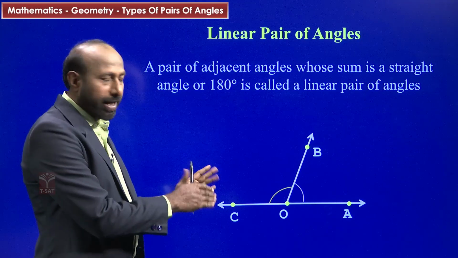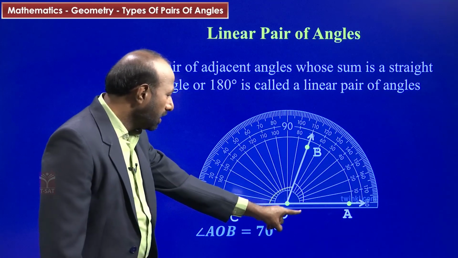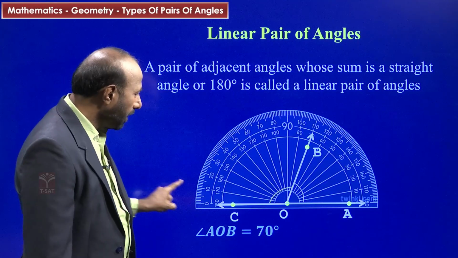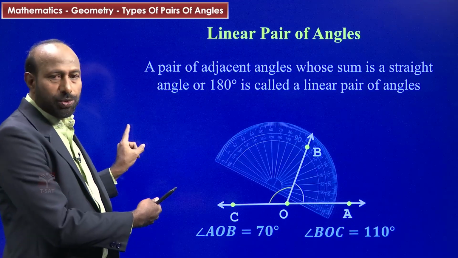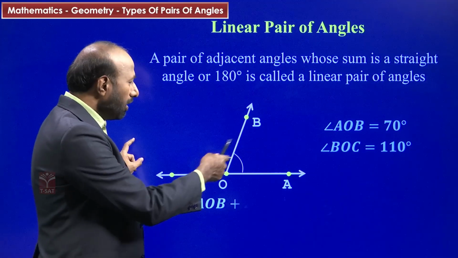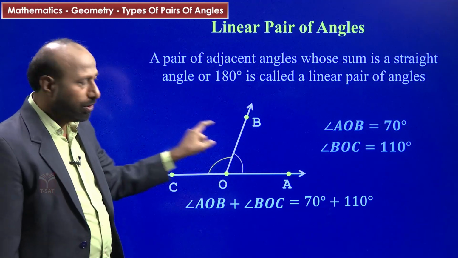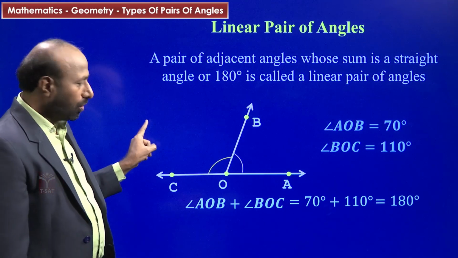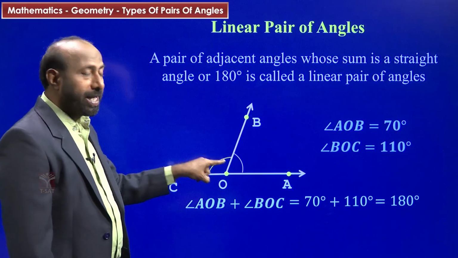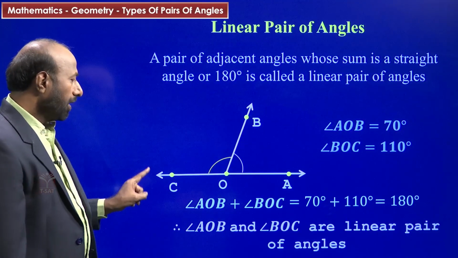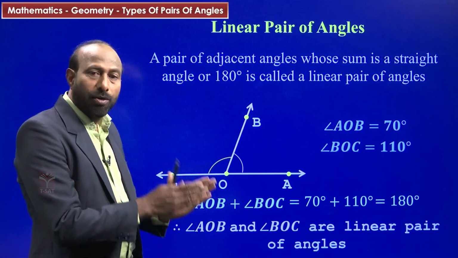Let us measure these two angles using a protractor. Now, we can see angle AOB is 70 degrees and angle BOC is 110 degrees. So, let us add these two angles. Angle AOB plus angle BOC is equal to 70 degrees plus 110 degrees, which is equal to 180 degrees. So, as the sum of these two adjacent angles is 180 degrees, these two angles are said to be a linear pair of angles, because these two angles are adjacent as well as their sum is 180.